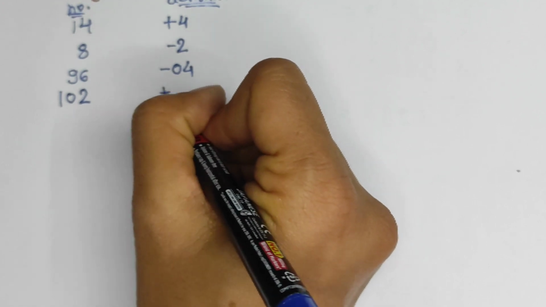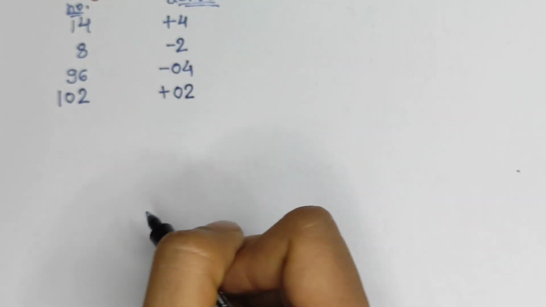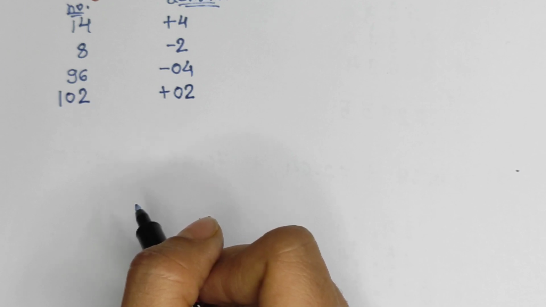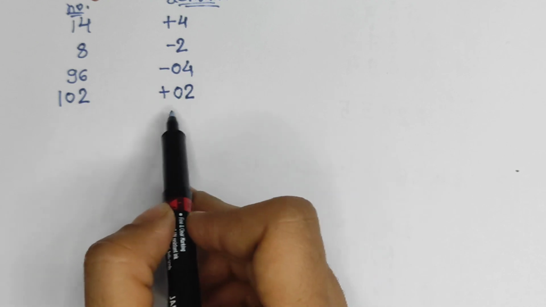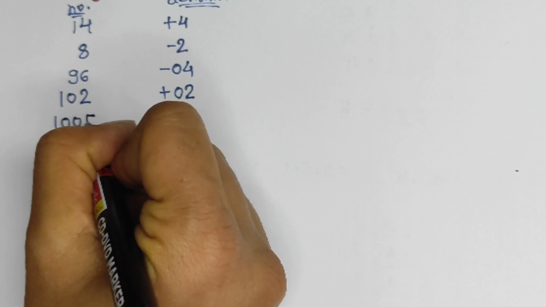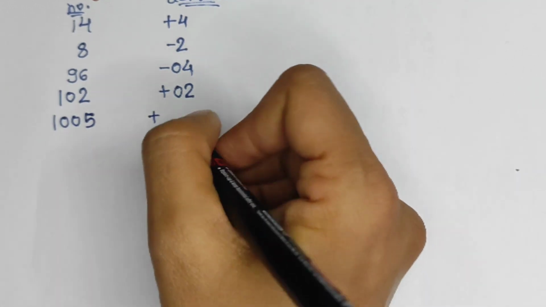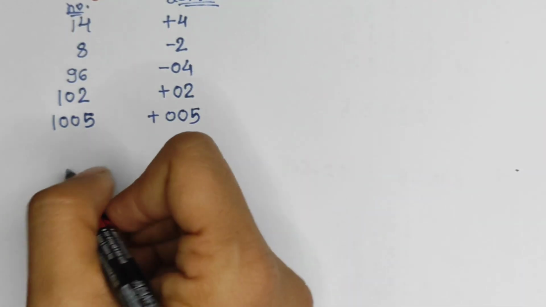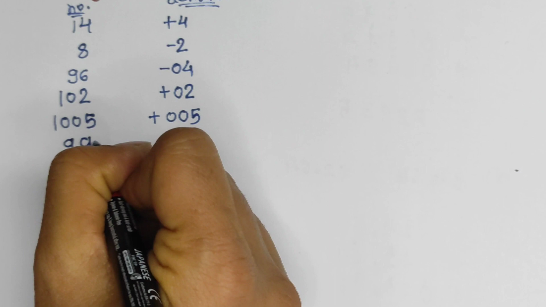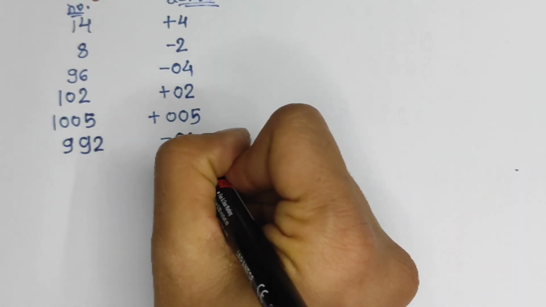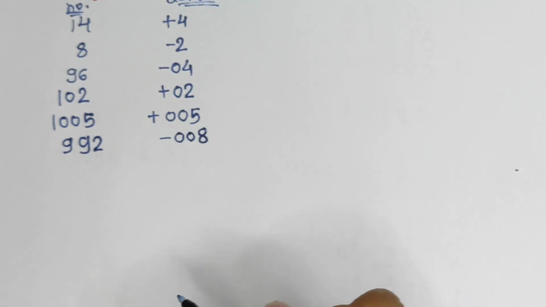102 gives plus 2, because we take a base of 100, therefore the deviation is plus 2. Similarly, we take 1005, therefore we get deviation plus 5. Suppose we take the number 992, therefore the deviation we get is minus 8.